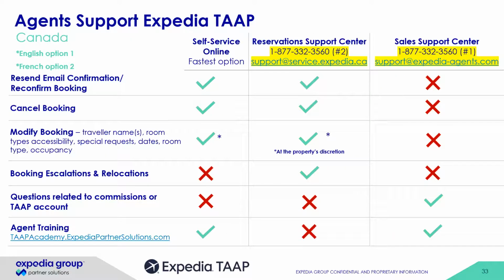For those of you who are looking for support beyond self-service, here's a quick overview of who to contact and for what for agent support. Obviously self-service options are going to be the fastest option. There are going to be many confirmations, cancellations, modifications you can do yourself online. However, if you need any assistance, please reach out to our 24/7 customer service team listed here in the second column. They also handle booking escalations and relocations. And lastly, for any general account and compensation related questions, you can reach out to our sales support team in the third column there. Please note all calls to customer service must be made by the travel agent and not the traveler. And at the bottom of the screen there, we also have that TAAP Academy website, again, for you to use at your leisure as well.